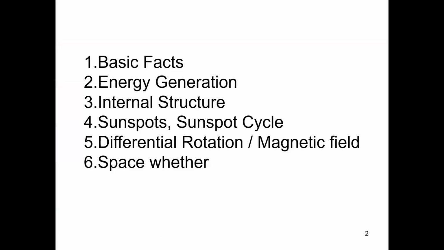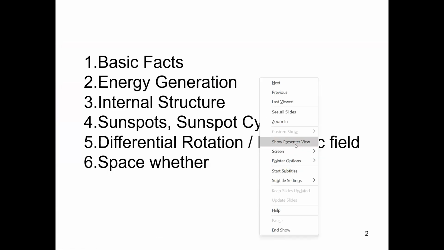If you want to put it into point form, enumerated like basic facts: energy generation inside the sun, and how when that energy comes out of the sun, and finally to the earth to foster life here, right? And then the internal structure, sunspots, differential rotation, magnetic fields, and finally space weather.